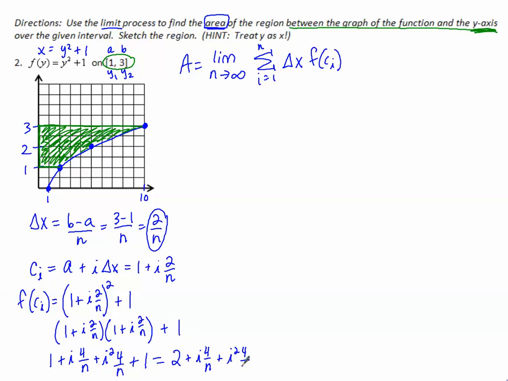So let's go back up to our area and rewrite our limit. Sum from 1 to n. Our width is 2 over n. And our height is all of this.